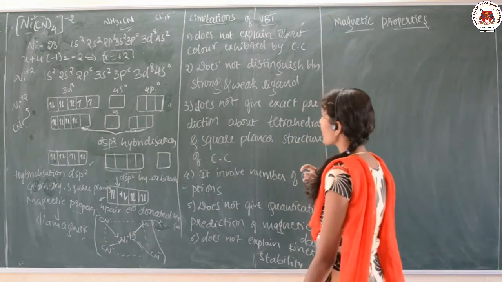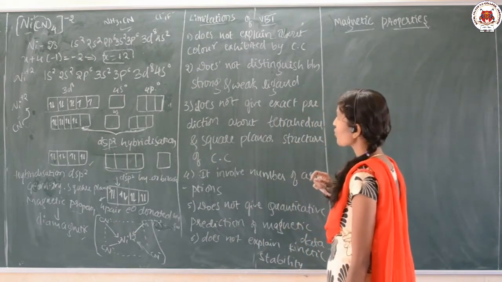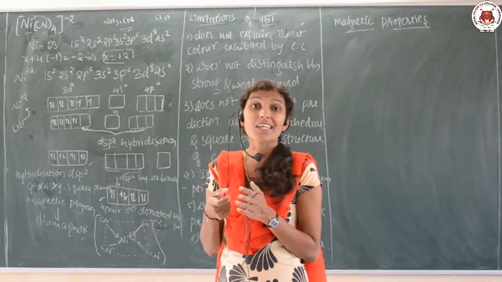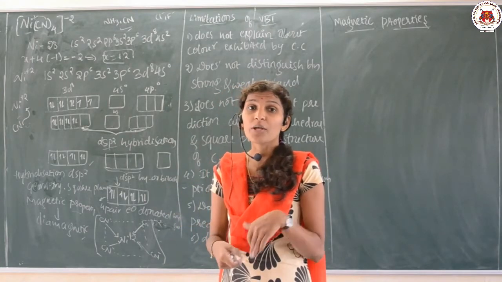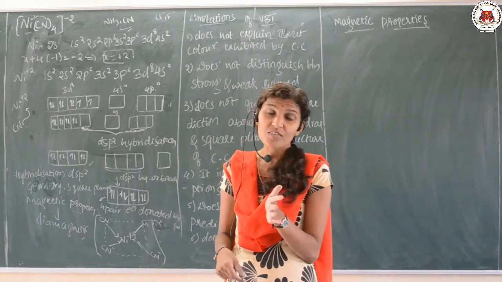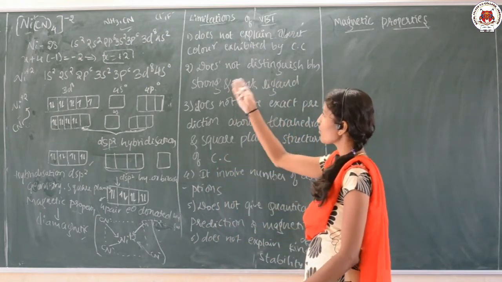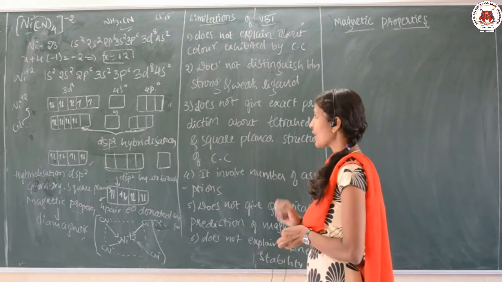The second point, it does not distinguish between strong and weak ligands. It never says which is strong. According to VBT, we cannot predict which is strong or which is weak. That is also a drawback. That's why it does not distinguish between strong and weak ligands.